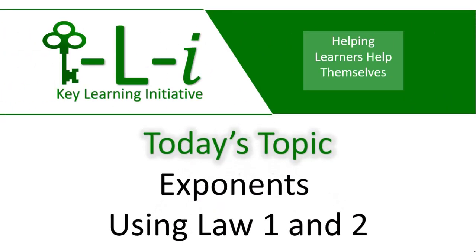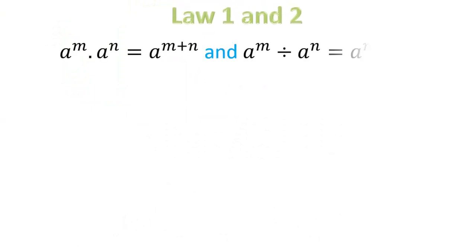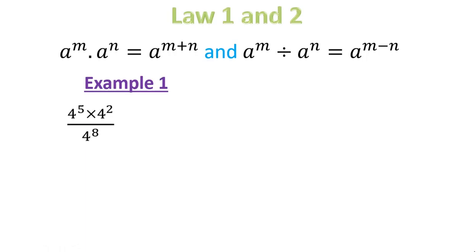Today's topic is exponents using law 1 and 2. So let's have a look at law 1 and 2. Law 1: a to the power of m times a to the power of n equals a to the power of m plus n. And law 2 is a to the m divided by a to the n equals a to the power of m minus n. Let's look at our first example.